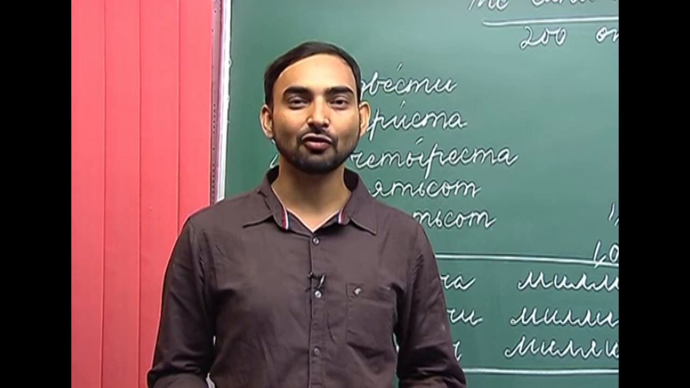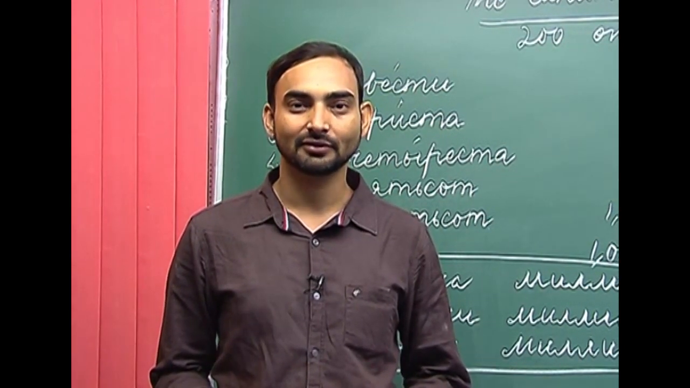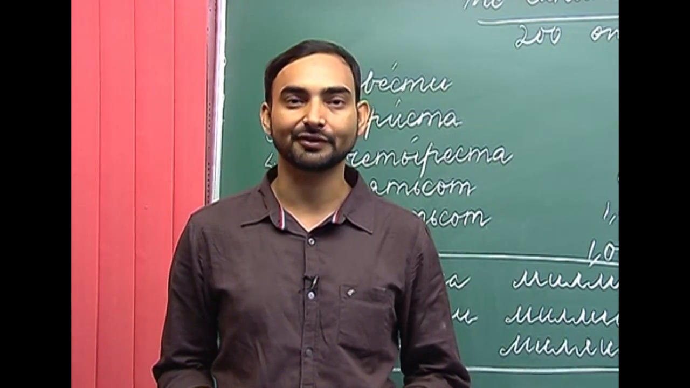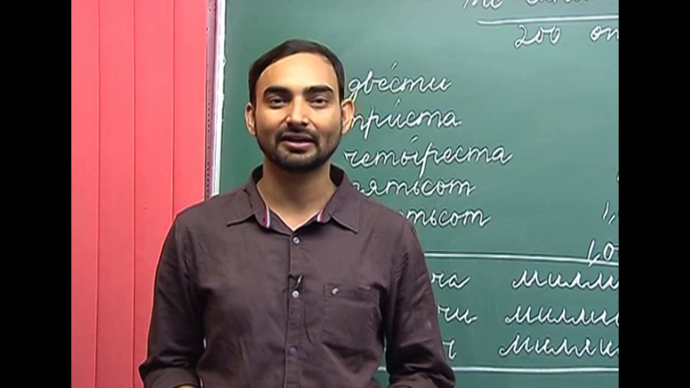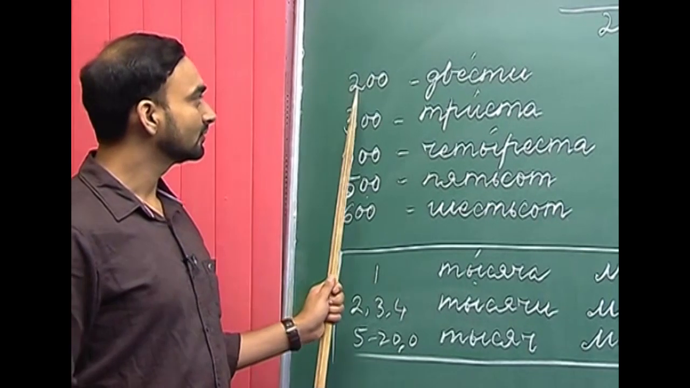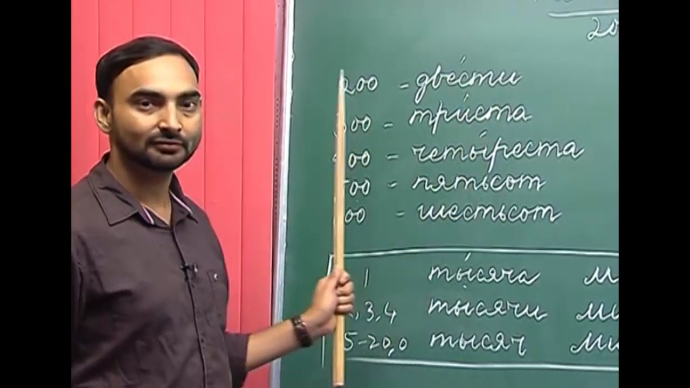We already know how to say numbers in Russian from 0 to 100. So, in this lesson, we will discuss the numbers from 200 onwards. How do we say 200, 300, 400 and so on? I have written the numbers first and their Russian counterpart. This is 200, dvesti.